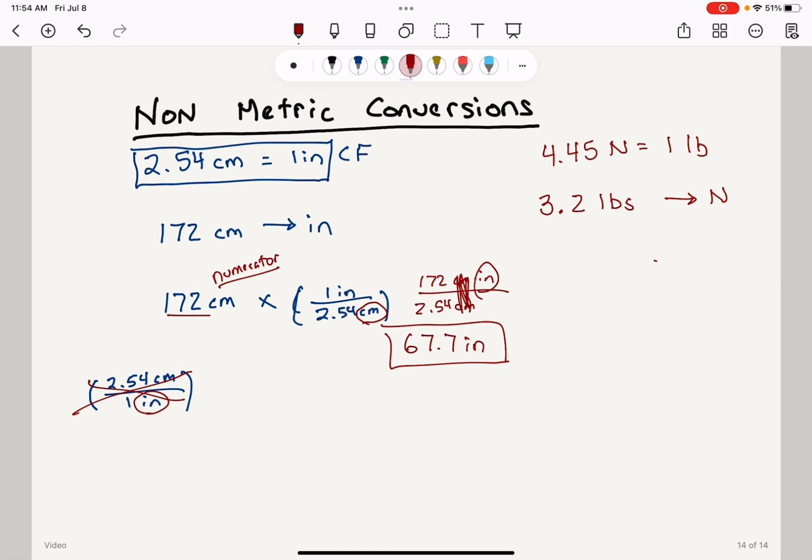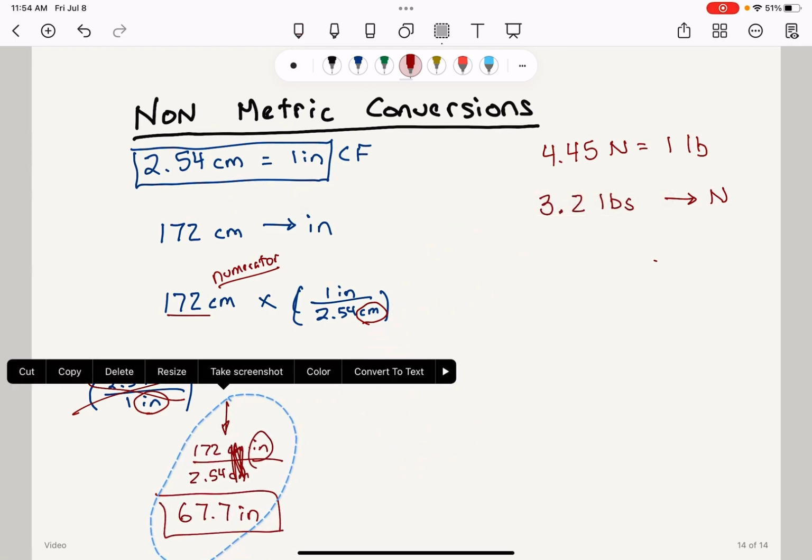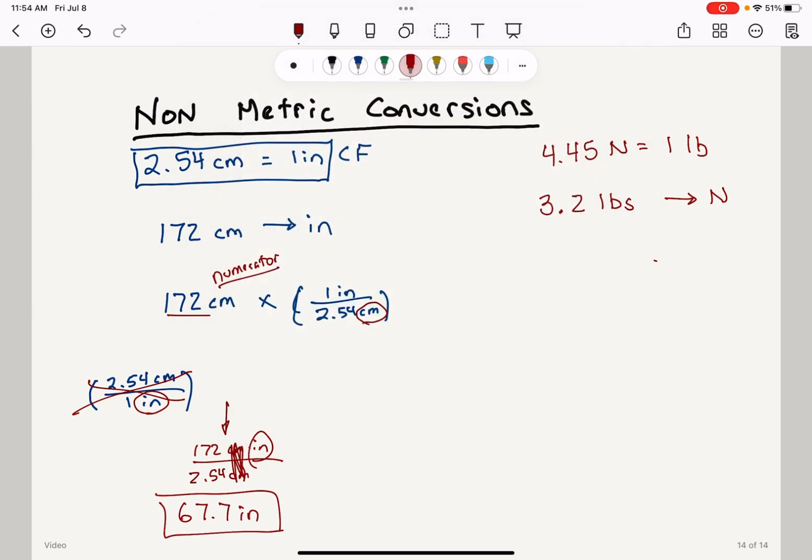What I typically do is I don't show all of this. What I typically show is this portion right here: 172 times this. I notice they're opposite, I cancel them, leaving me with inches. So I can see that I'm not going to multiply those two; I'm going to take 172 divided by 2.54. Let's do the other example.